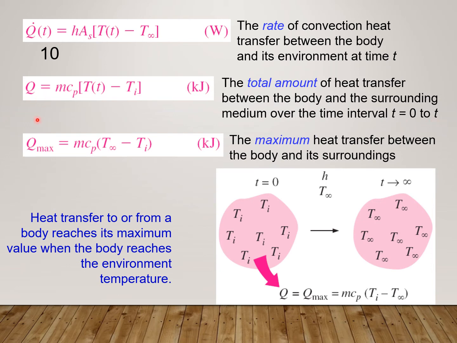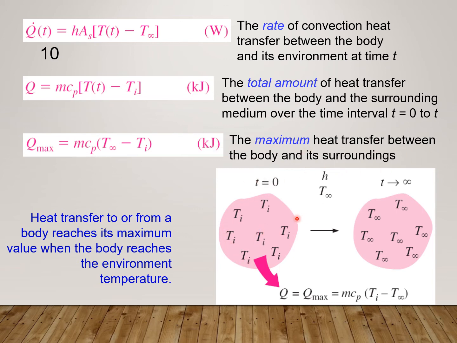So Q is equal to m Cp (T of t, which is a function of time only, minus T initial). The units are kilojoules. And Q maximum is equal to m Cp, where we put the value T infinity minus T initial. These equations are the same, only we replaced the function of time with infinity, the temperature reached by the body at infinity. This is the maximum heat transfer between the body and surroundings.